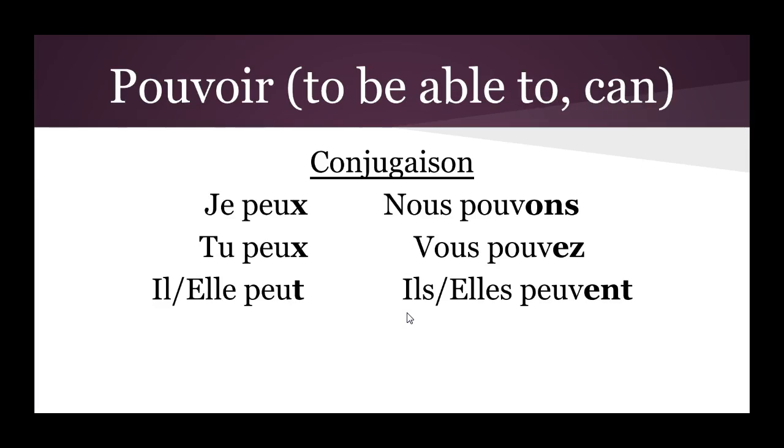Bon, on va passer à pouvoir. We'll now go over to pouvoir, which I'm sure you remember means to be able to or can, right? So I can or I am able to for je. Okay? So, to be able to or can. Alors, voici la conjugaison. Here's the conjugation. Je peux, tu peux, il, elle peut, nous pouvons, vous pouvez, ils, elles peuvent. Bon, ok. C'est assez facile, n'est-ce pas? Pretty easy, right?